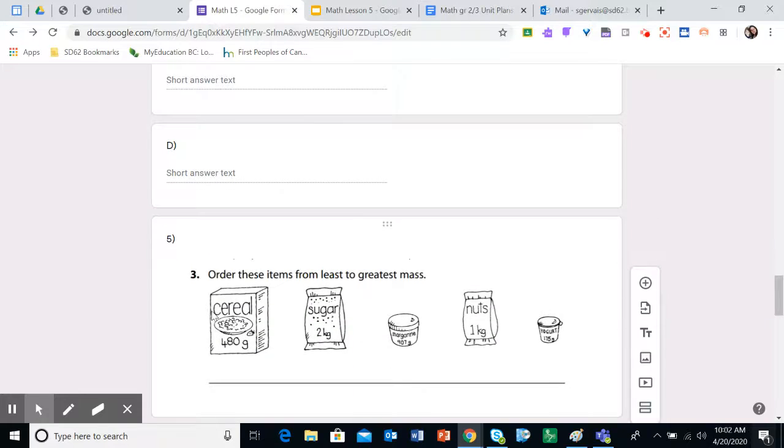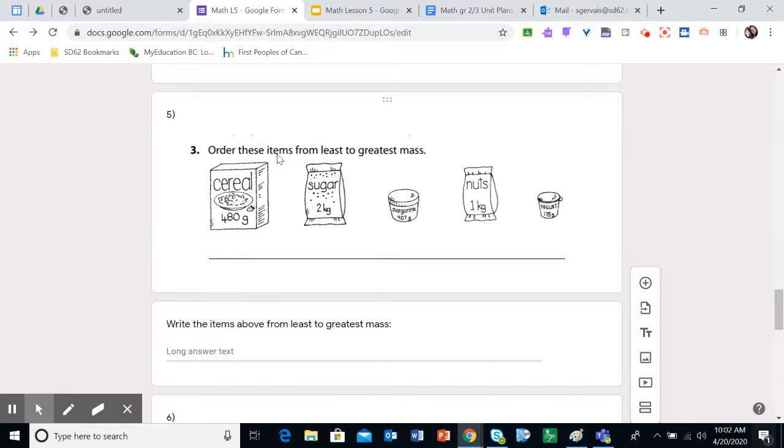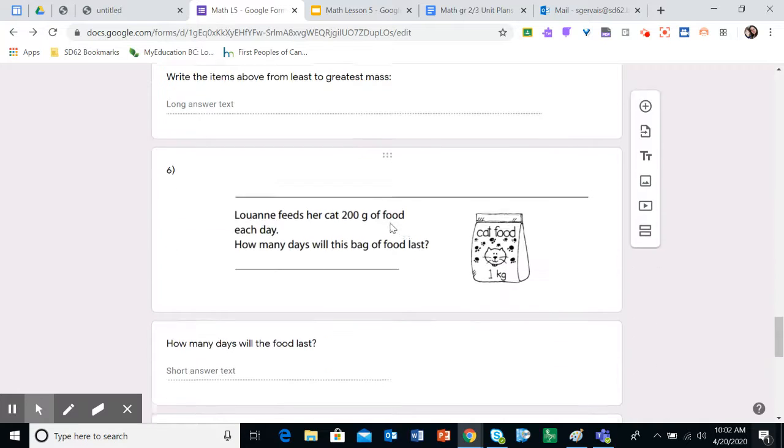It's up to you. Number 5, order these items from least to greatest mass. So I want you to look at them. Which one has the lowest, the smallest mass? Would it be 1 kilogram, 175 grams? Look at all the numbers and decide. So you're writing them from smallest amount to biggest amount. So you'll be writing the word for all 5. Luckily for you, the spelling of all the words is here as well.